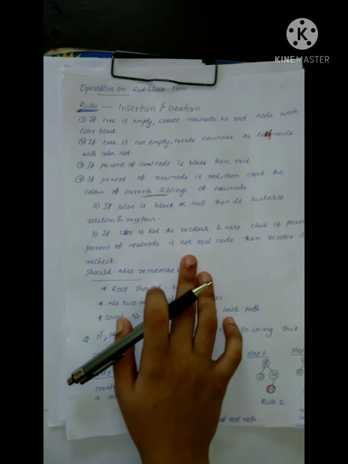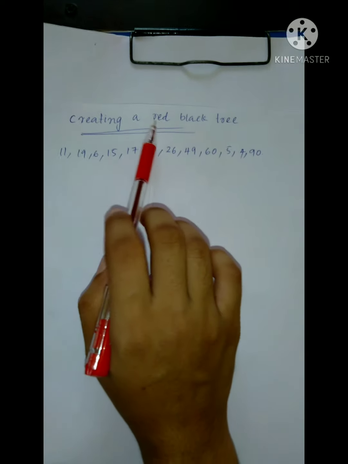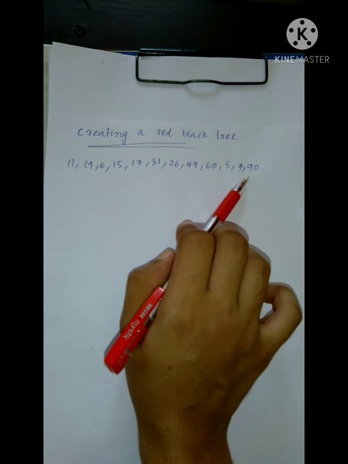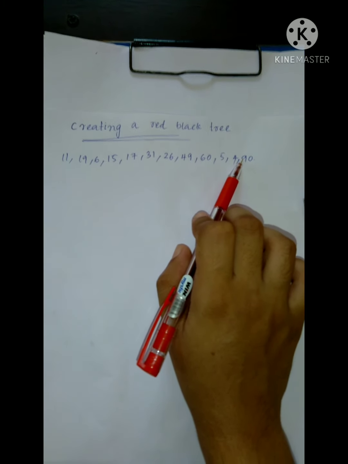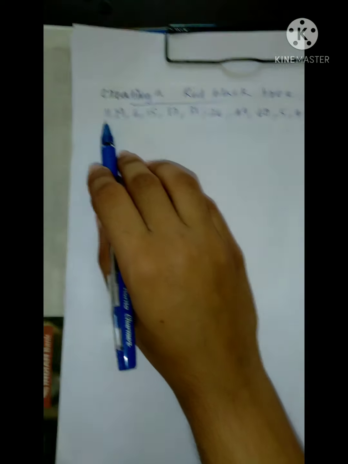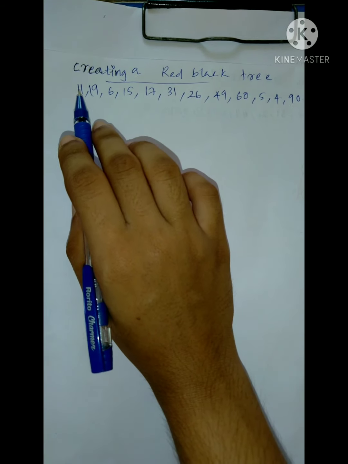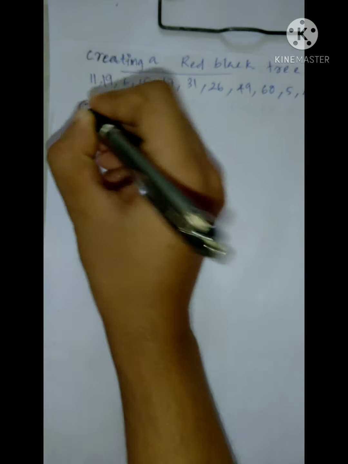Now let us check an example, then you can understand what the rules are. Okay, so this is our question: create a red black tree. There are elements, so we should arrange these elements into a red black tree. How can we do it? Here the first element is 11. We already said that if the tree is empty, then the new node will come as a root node and its color will be black. So 11 will be black.